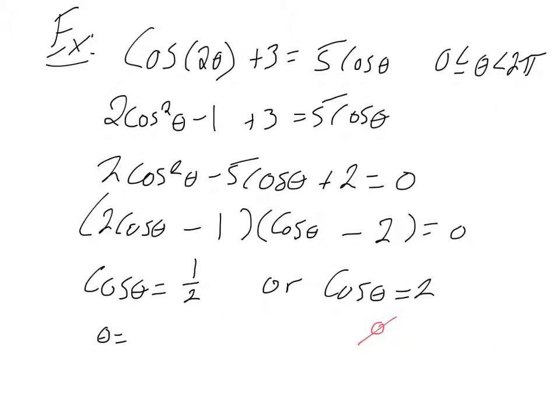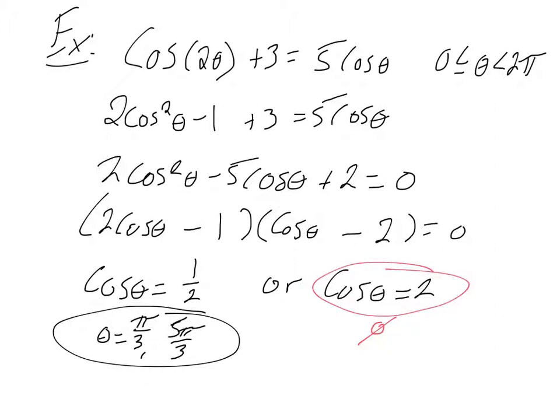And so that would give us pi over 3, or the other one would be in the 4th quadrant, so 5 pi over 3. There we go. Sometimes we get parts of quadratics that are erroneous, that will give us no solution. That happens occasionally. And so there we go, we're all done.